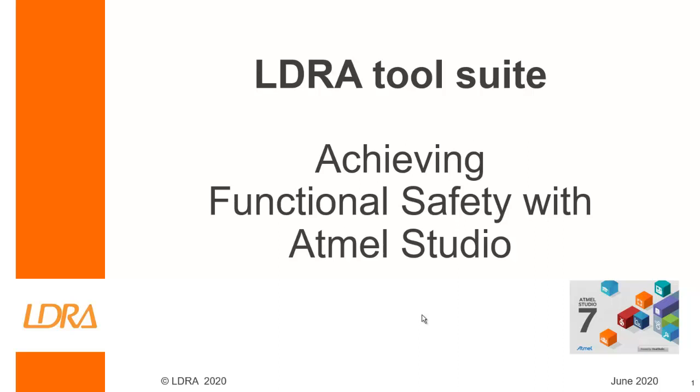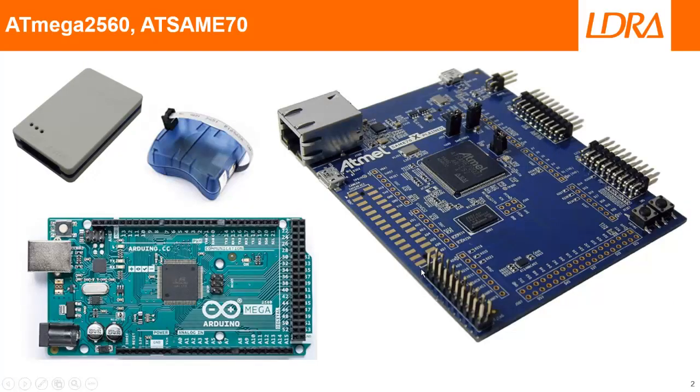Hello, this video is going to show how we can achieve functional safety using Atmel Studio. Now, there are a couple of different boards that I could have used for this demonstration. I could have used an ATmega 2560 with either an external debugger or just an external programmer. But what I'm going to be using here is an ATSAM E70, and this has an onboard debugger.